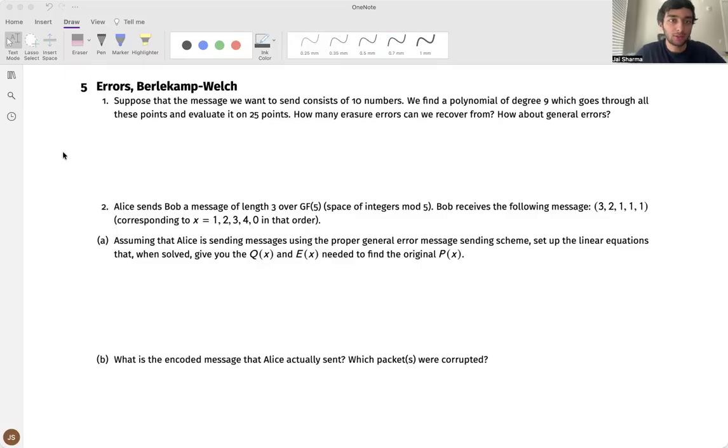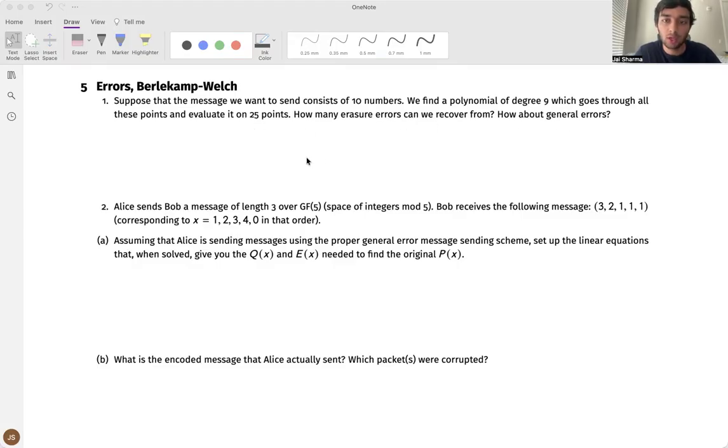Okay, so this is the Berlekamp-Welch problem. Suppose that the message we want to send consists of 10 numbers. We find a polynomial of degree 9, which goes through all of these points and evaluate it on 25 points. How many erasure errors can we recover from?